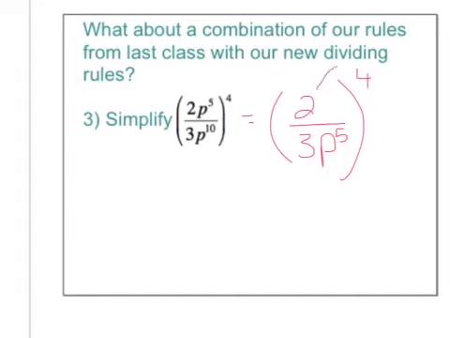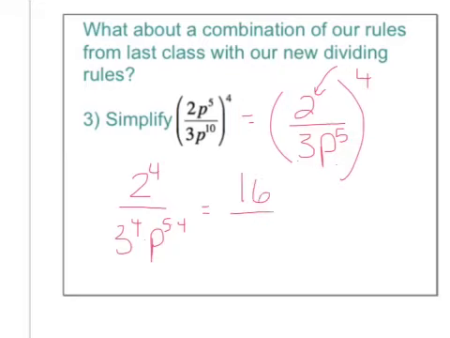Now you're going to distribute that 4 to the 2, to the 3, and to the 5. So you're going to have 2 to the 4th over 3 to the 4th times p to the 5 times 4 power. So 2 to the 4th power is 2 times 2 times 2 times 2. The 2 times 2 is 4. 4 times 2 is 8. 8 times 2 is 16. On the bottom, the p becomes p to the 20th.